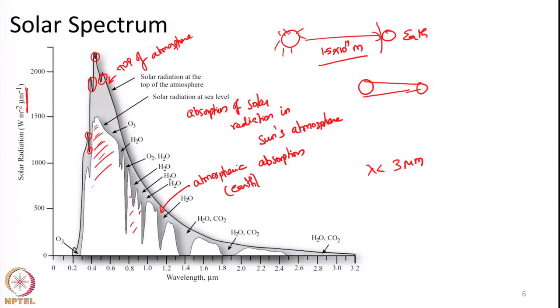Okay. So in wavelengths less than 3 micrometers, we are essentially going to use only this energy, what is there in the white color portion within this curve, for remote sensing of Earth's surface using passive mode. Okay, passive mode of RS.